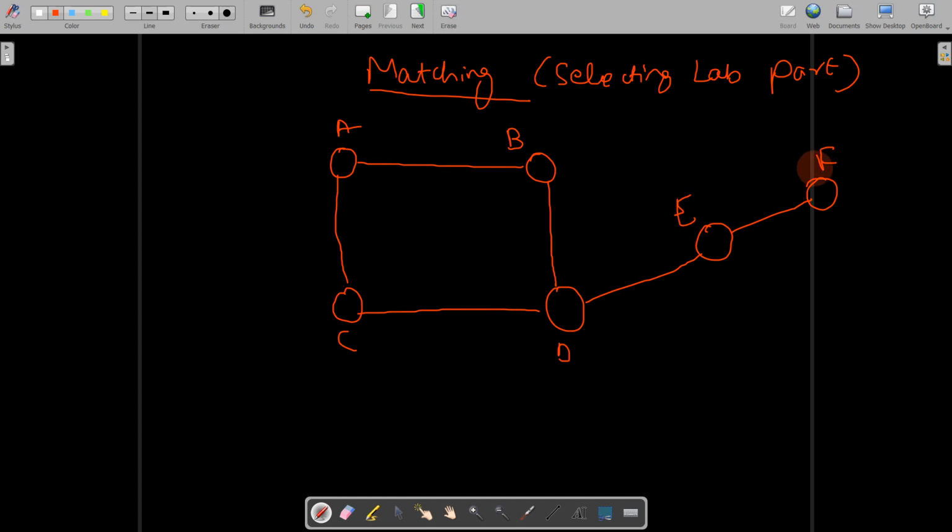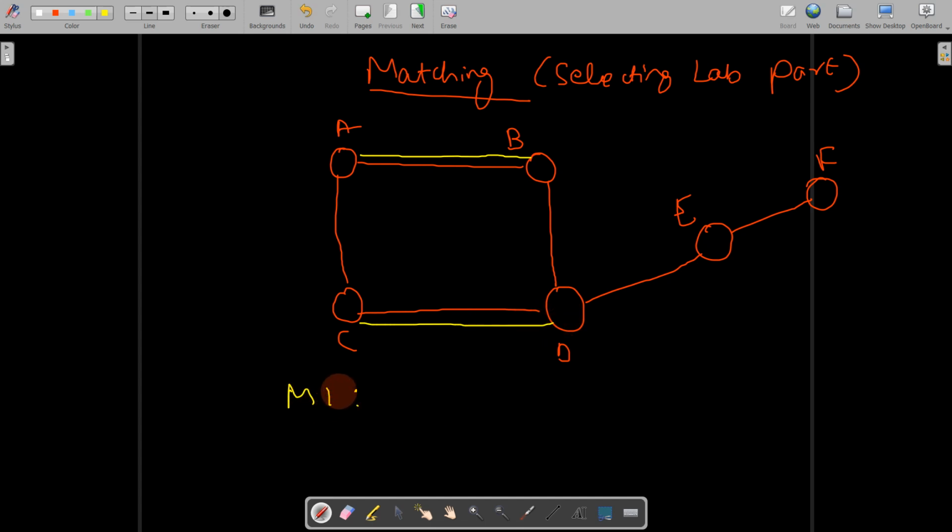Now, what can be an example of matching? Suppose A has been matched with B, or made lab partners. Then I know that A and C cannot be lab partners, B and D cannot be lab partners, right? So I can make C and D lab partners. So this can be a matching.